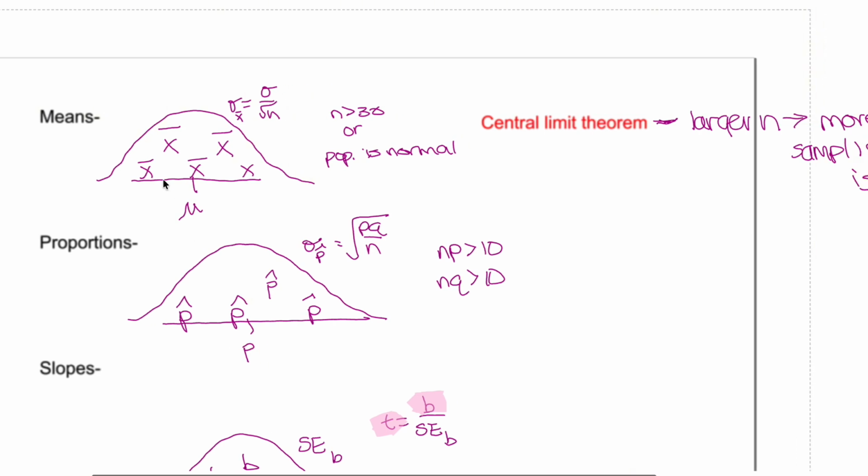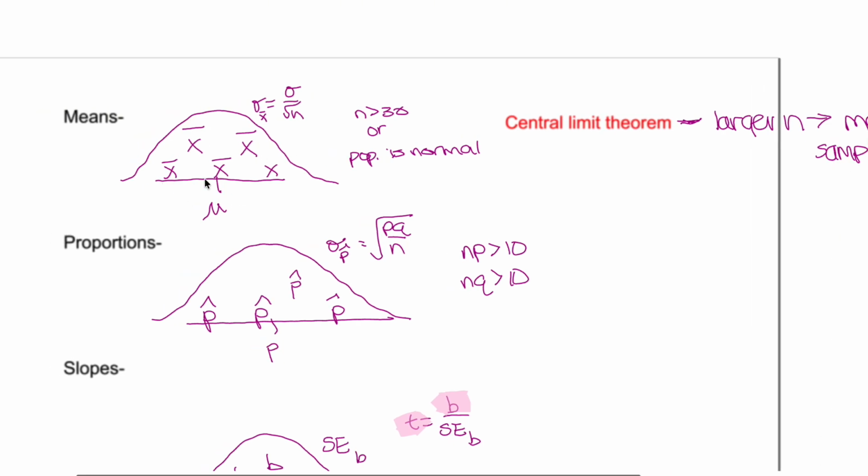And means, here is a rough drawing of what a sampling distribution for means looks like. In the middle, the sampling distribution mean is the same as the mean for the population, but the difference is this normal curve is made up of a bunch of x bars, a bunch of sample means. The standard deviation of the means is the standard deviation of the population divided by the square root of the sample size. And if n is greater than 30 or the population is normal, then we can say that the sampling distribution is normal.